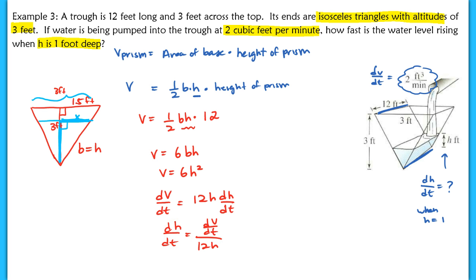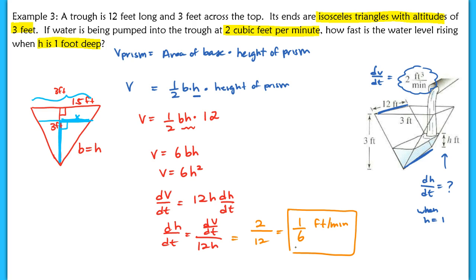So now we can go ahead and make some substitutions. We actually know everything that we need to know. dV/dt here is 2 cubic feet per minute, and h is 1 foot. So just by substituting in, we end up with 1/6. Now the units here are going to be feet per minute. So that is the rate at which the water level is rising when h is 1 foot deep.